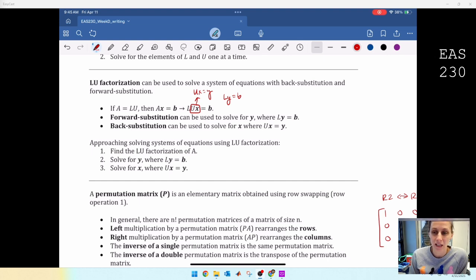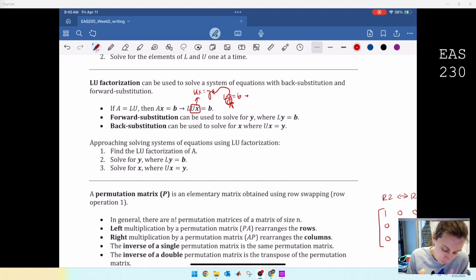What this does is give me 2 different systems of equations. No, other way around, my bad. I can solve for Y here. Once I have Y, then I can plug it in here and solve for X. There we go. So we just have 2 different systems of equations that are really easy to solve.